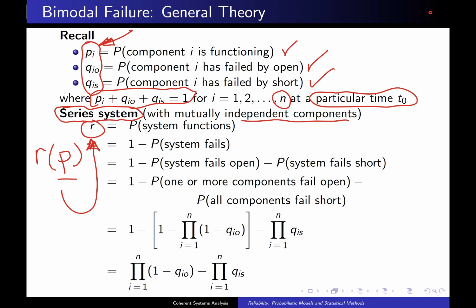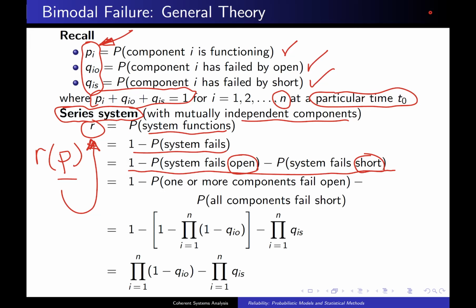But R is still the probability that the system functions, and this is more easily computed by taking the complement of that and saying this is equal to 1 minus the probability that the system fails. Well, there are two different ways that the system can fail. The system can fail by open, and the system can fail by short. So that is this step right here.